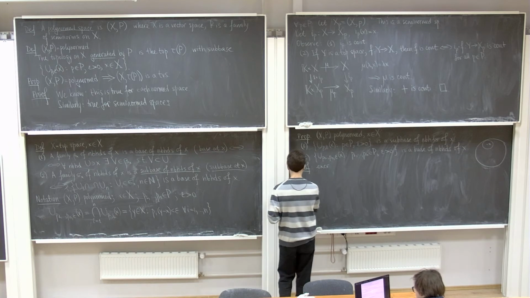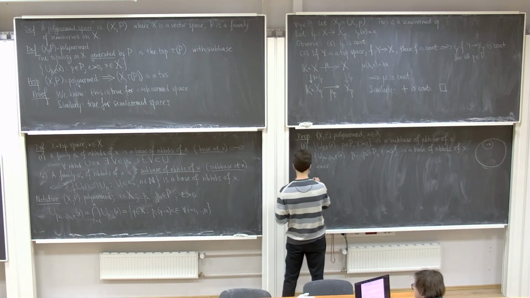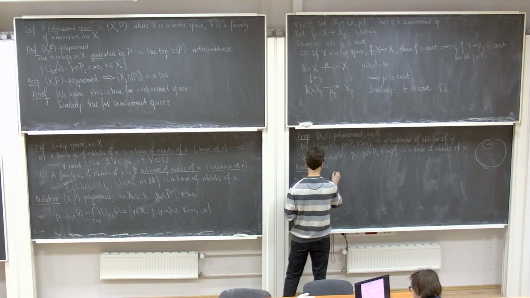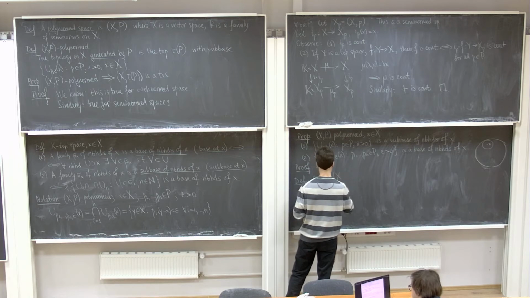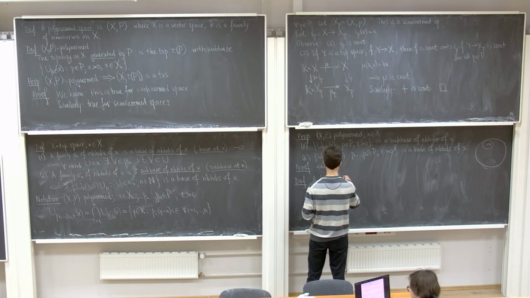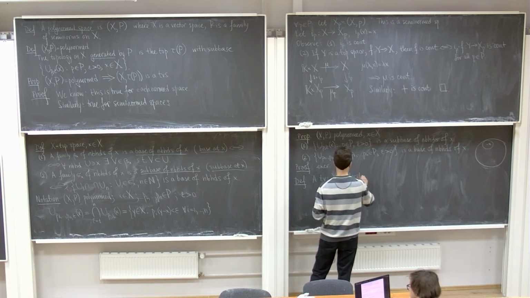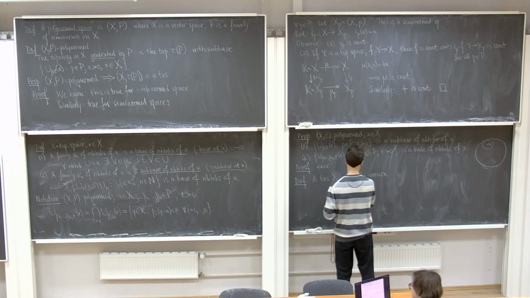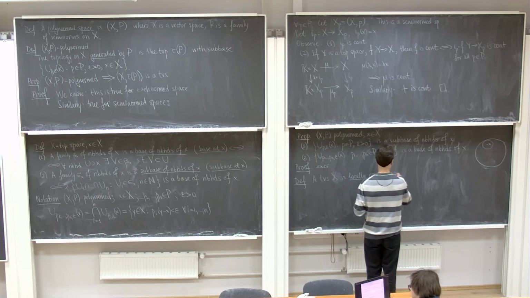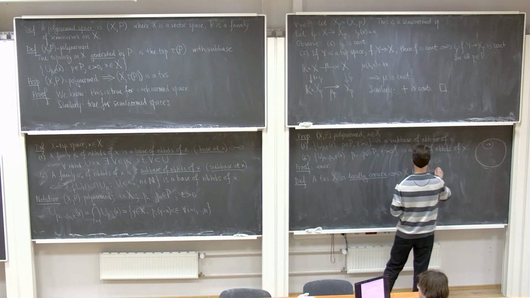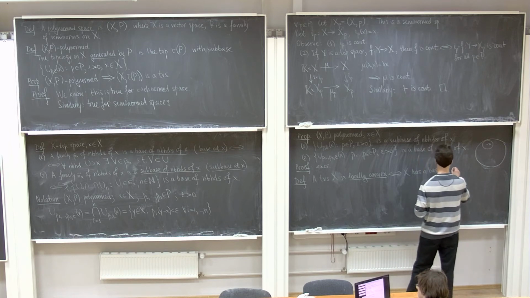Okay, so now we give the following definition. Suppose that we have a topological vector space X. We say that X is locally convex if X has a base of convex neighborhoods of 0.